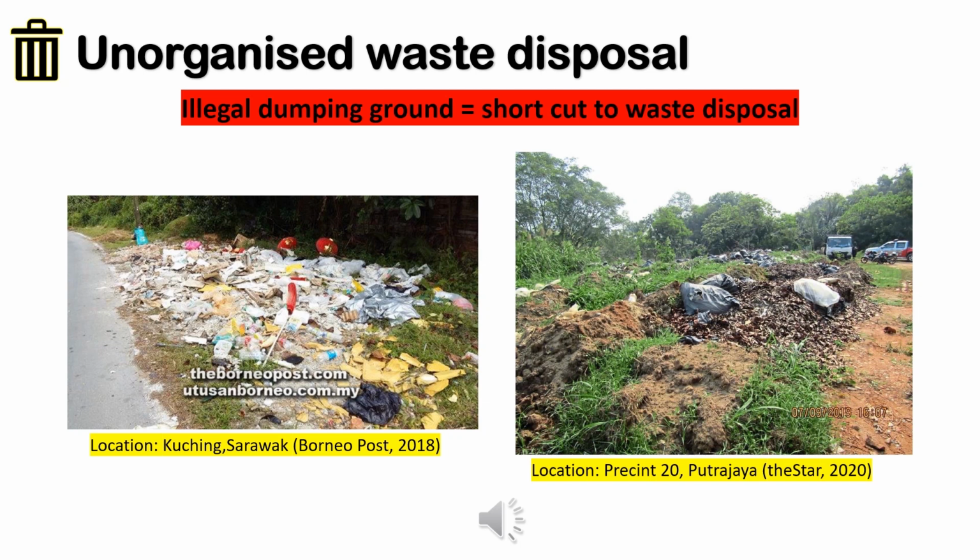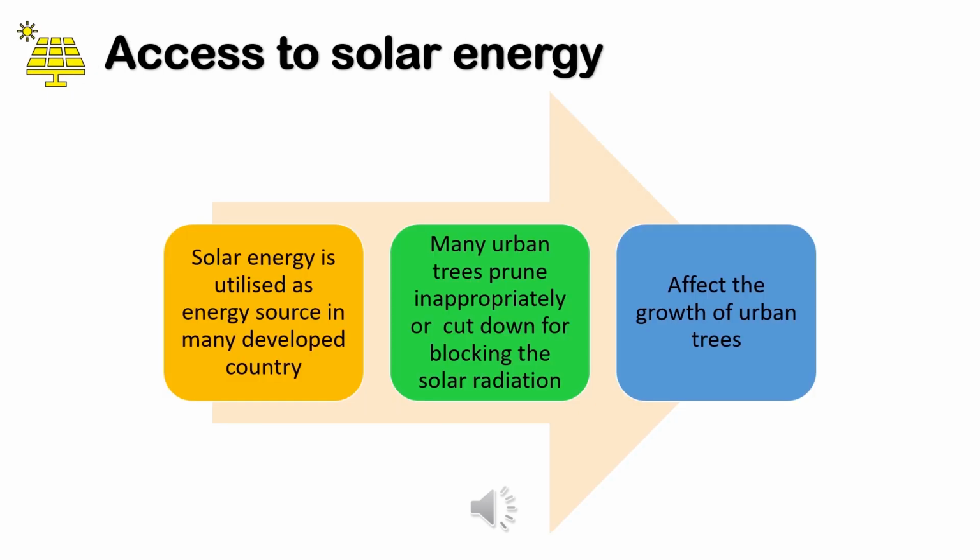In the diagram, we can see a roadside being an illegal dumping ground. The second picture is located in Precinct 20, Putrajaya. Putrajaya is a planned city and the federal administrative center of the Malaysian capital, but it is also being used as an illegal dumping ground.